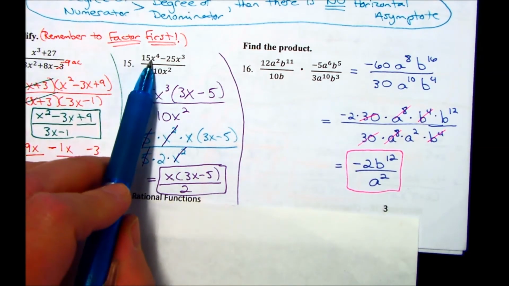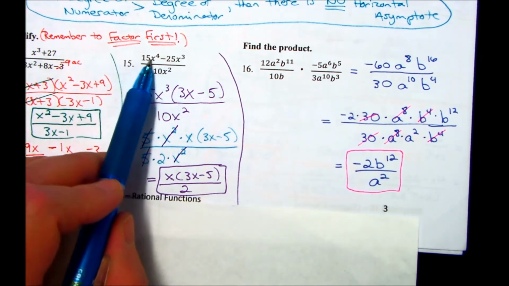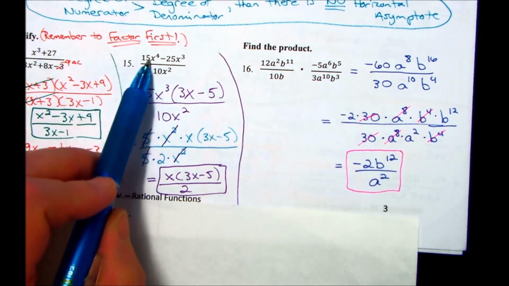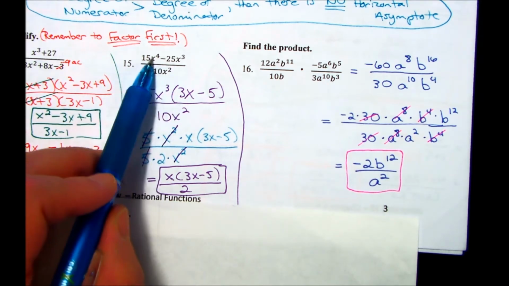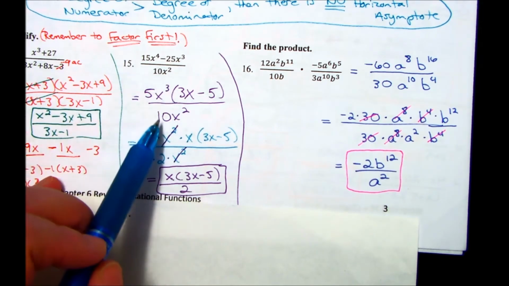All right, the next one here, we have a binomial at the top, a monomial in the bottom. So always factor binomials and trinomials. So what can we factor out? We can factor out a 5, and we can factor out an x to the third. So when I factor out a 5x to the third from both of those terms, I get 3x minus 5. The denominator is just 10x squared.